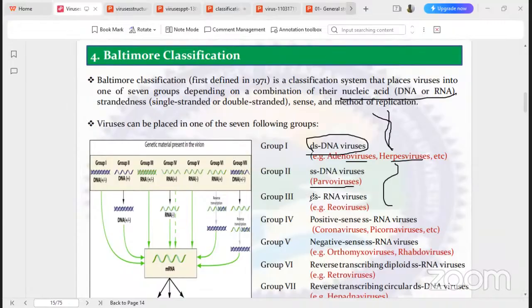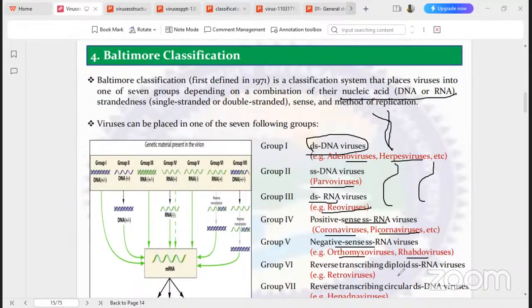And then RNA as a genetic material. That means usually plant viruses. You see, double-stranded RNA. Usually RNA is single-stranded, but double-stranded RNA, reoviruses. And single-stranded RNA: in the single-stranded, again, positive sense single-stranded RNA and negative sense single-stranded RNA. Positive sense single-stranded RNA, coronavirus, COVID-19, and picornaviruses. The negative sense viruses are orthomyxoviruses and rhabdoviruses.